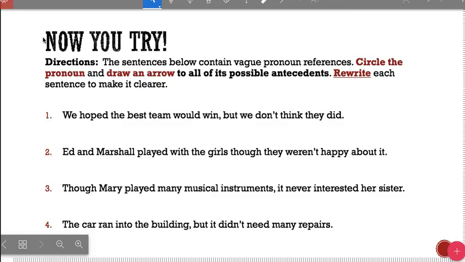So now it's your turn. So the sentences below contain a vague pronoun reference. Circle the pronoun and draw an arrow to all of its possible antecedents, the way that we just did on the 4 examples prior to this. Then rewrite each sentence to make it clearer. Again, the same way we just did together. So rewrite the sentences to eliminate the vague pronoun issue. Then this practice will be checked for homework credit.